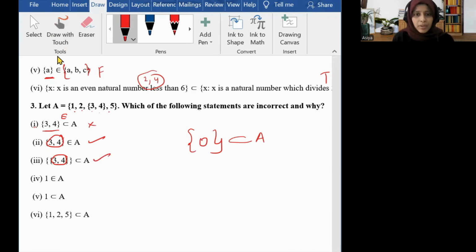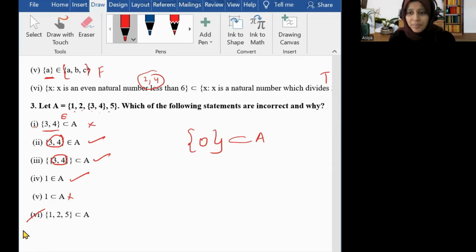Now, 1 belongs to A. True. 1 is a subset of A. Can I write 1 is a subset of A? A set is a subset of another set. An element belongs to the set. Please get this clear. One element belongs to the set. But when I am writing subset, I will have to write one set is a subset of another set. So this is wrong. I cannot say an element is a subset of another set. I will have to write belongs to. Now, this will be given as homework.